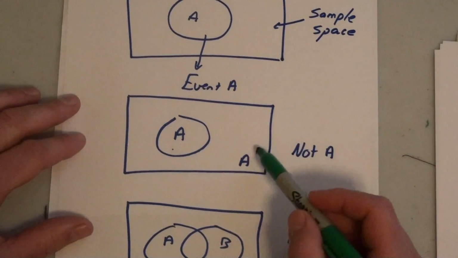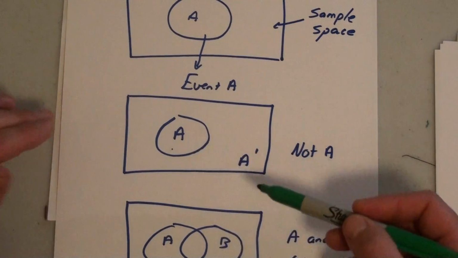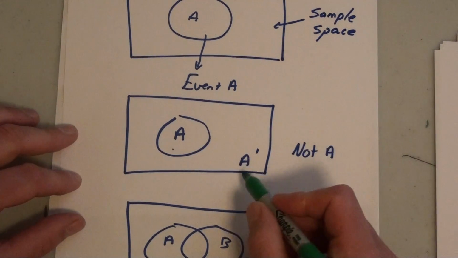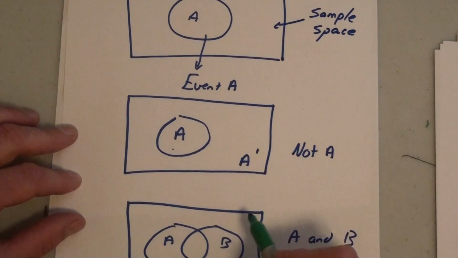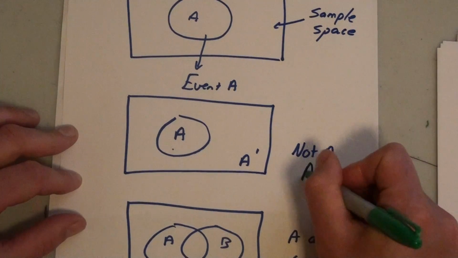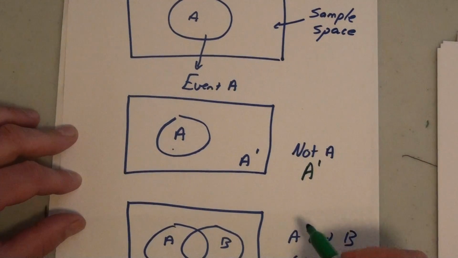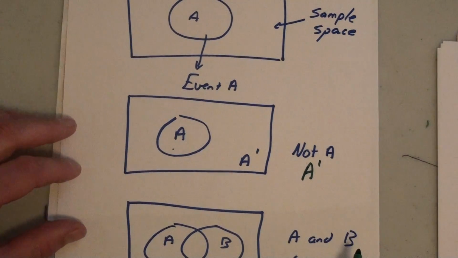As you move through, what's outside of the circle would be what's not in A. Now, in probability, you denote that as A prime or not A. So A prime represents not A, the symbol for not A.